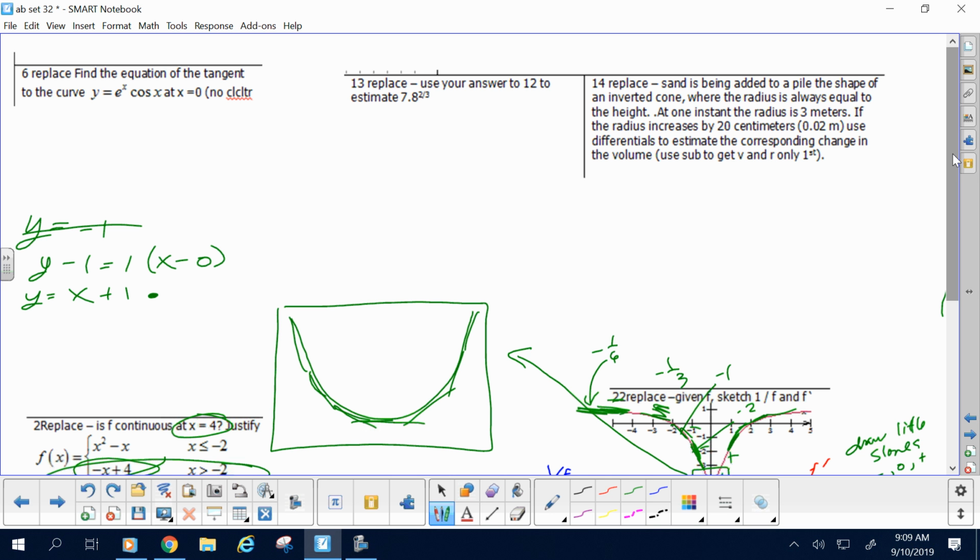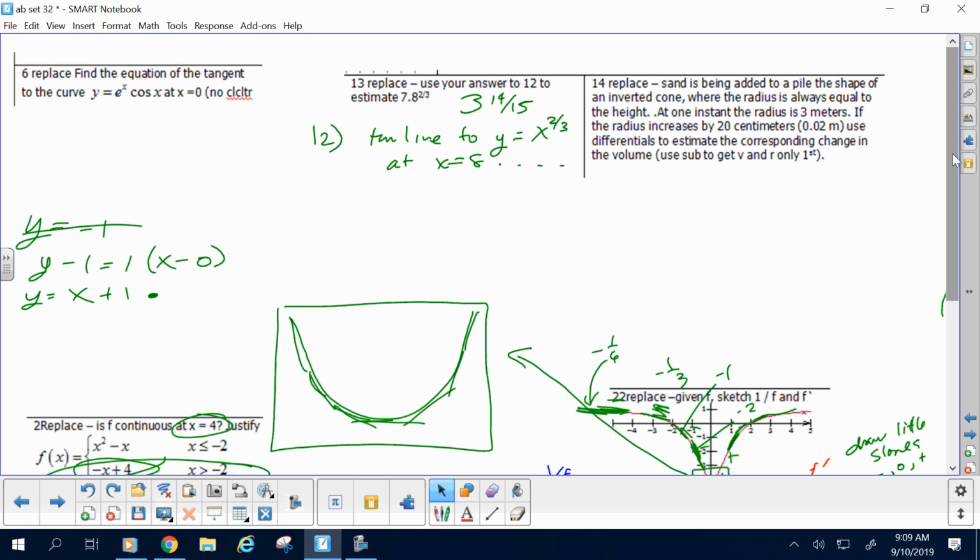Okay, 13. I have 3 and 14/15. Do we say yay on that, or no, go over that? Go over it? Okay, so in 12, the question was tangent line to y equals x to the 2/3 at x equals 8. Right? So this is going to be on a quiz or a test or both soon, so hopefully you're getting the tangent line process down.